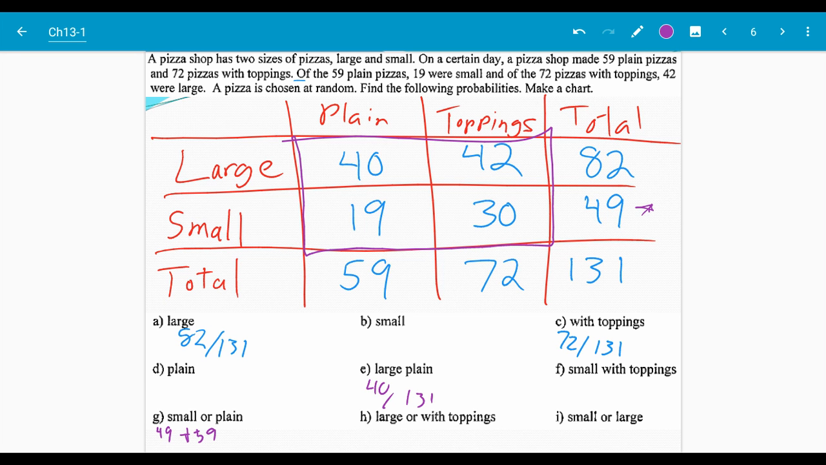But there is overlap here. We have small and plain occurring at the same time. In fact, we have 19 of them. So there's the overlap that we need to subtract. So subtract away these 19. Okay, and this leaves us with our final answer, okay, of 89 out of 131 total pizzas. Right?